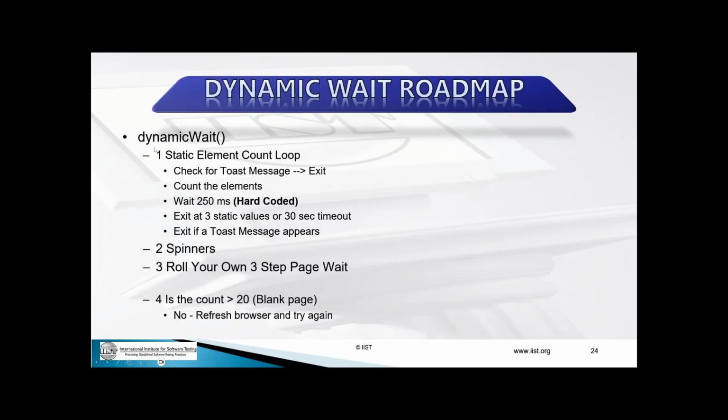So here's my roadmap. First we'll do the static element count loop, where we'll look for the toast messages. We are going to count 3 times. We'll look for 3 static values of how many elements are in there. Also, at the very end, we're going to check and see if we actually have a blank page.